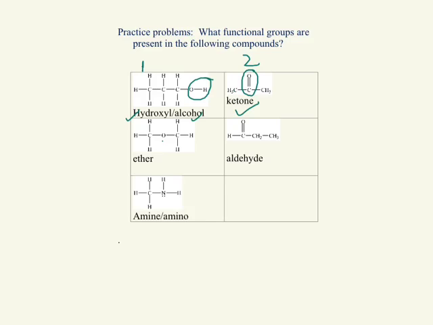If you have oxygen in between two carbons, that's ether. Again, this carbonyl, on one side is the carbons, but on the other side is the hydrogen, so it's an aldehyde. Now in this one, you have an NH2 group attached to the carbon, so you can write down amine or amino.